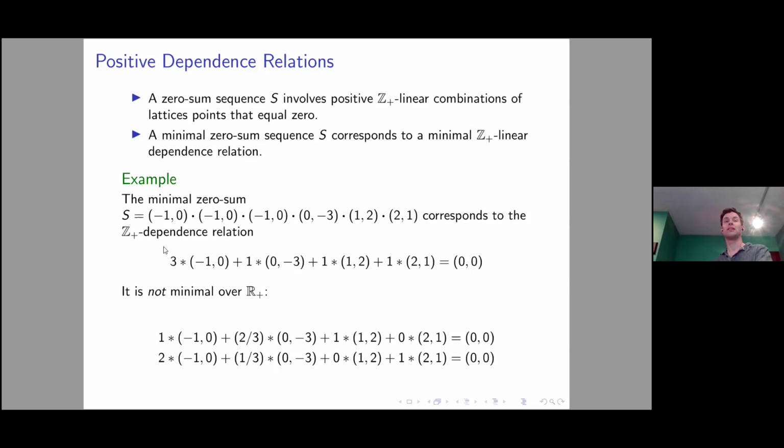But of course, it's not really minimal if we allowed ourselves to use real numbers. We could choose, for instance, this linear combination down here where I take the multiplicities 1, 2/3, 1, and 0. 1 is less than 3, 2/3 is less than 1, 1 is less than 1, and 0 is less than 1. So we have a strictly smaller linear combination, which also adds up to 0. But we have to use real numbers to do that. So if we were looking for minimal positive real combinations that equal 0, this would not be a minimal zero sum in that sense, not over the real numbers.